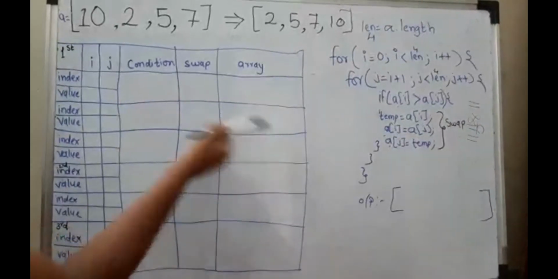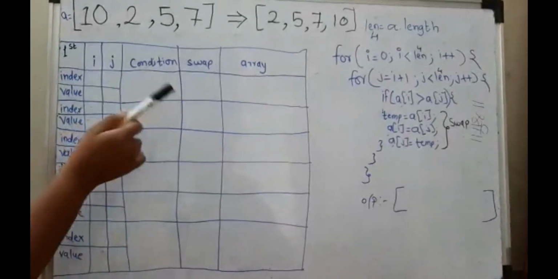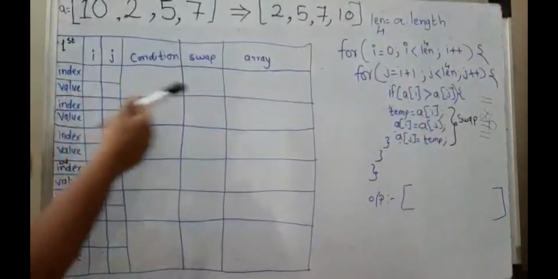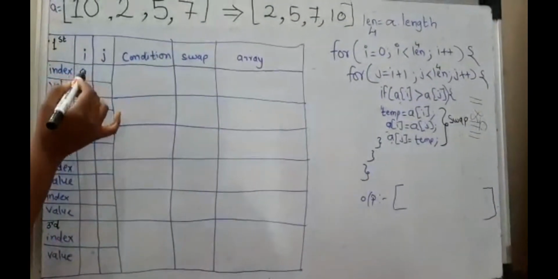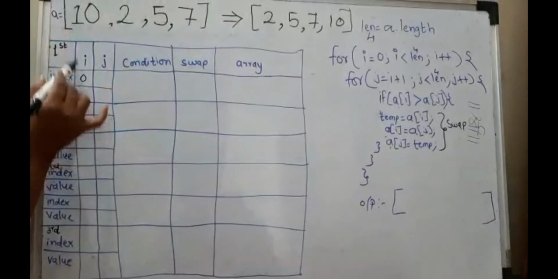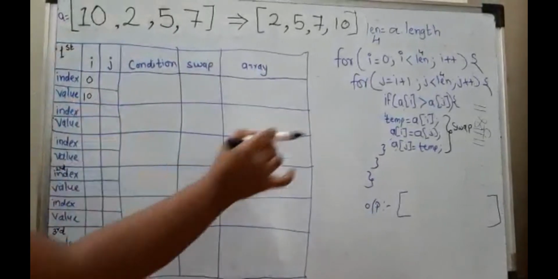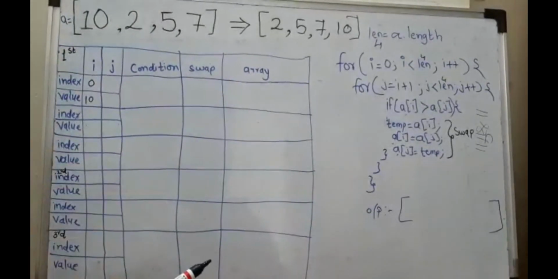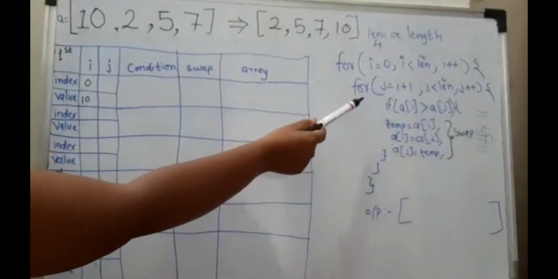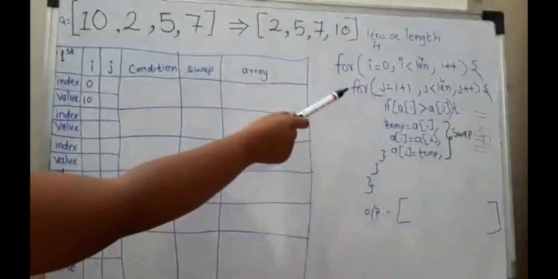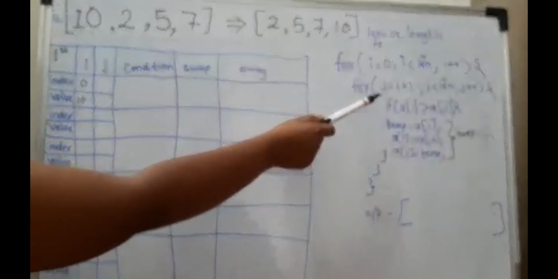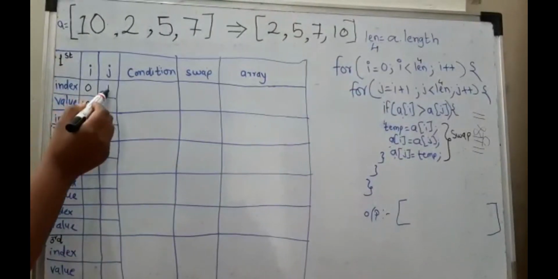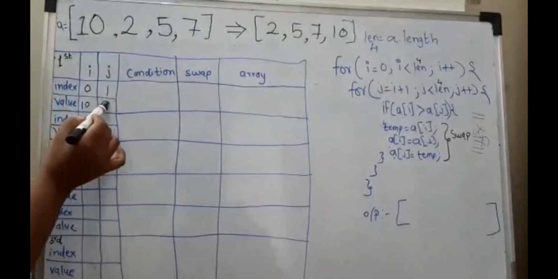Now let's actually iterate the values of i and j according to our conditions. So let's start with i at the 0th position, that is index 0. The value at that 0th index is 10. j is equal to i plus 1. While checking the condition of the for loop, i is 0 and 0 is less than 4, so we are entering the inner for loop. So j equals i plus 1. Here i is 0, so j's value is 0 plus 1, that is 1, and at index 1, 2 is there.